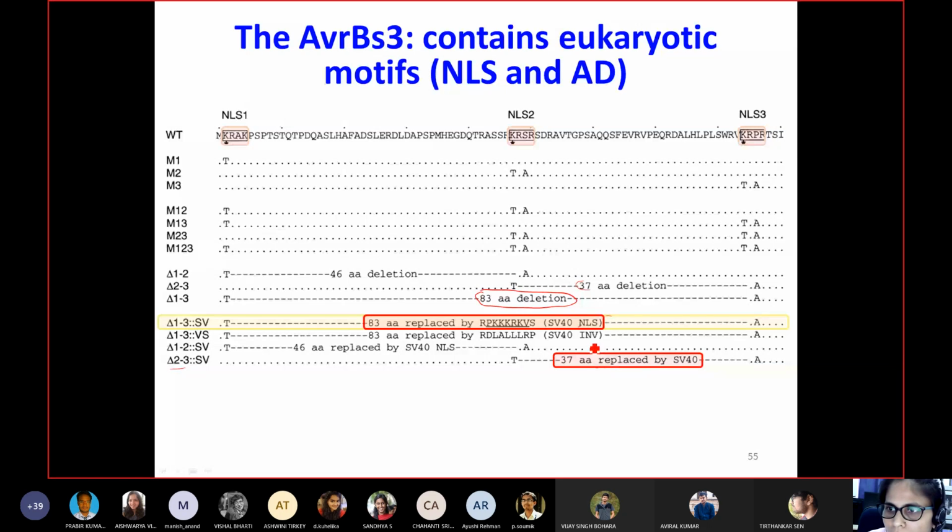So instead of INV, they have written a different kind of amino acid that will be produced. Then they checked whether this is able to rescue the effect. In both the cases, delta 1,3, which gave a very drastic effect here with no HR activity, and delta 2,3, which does not give any HR activity.